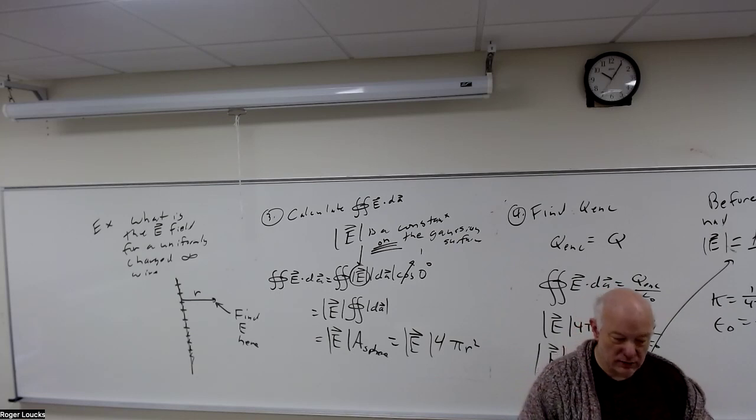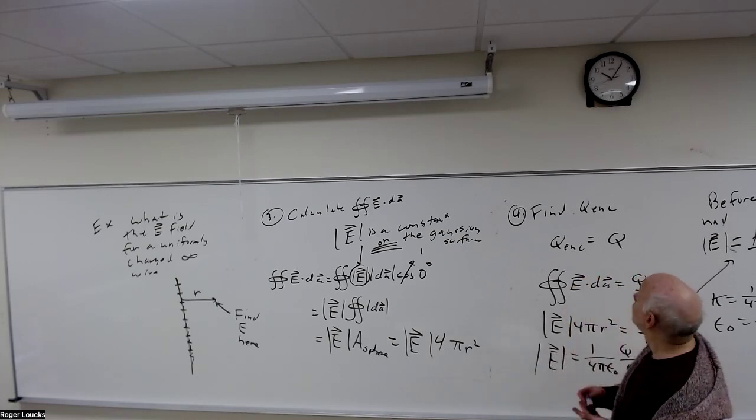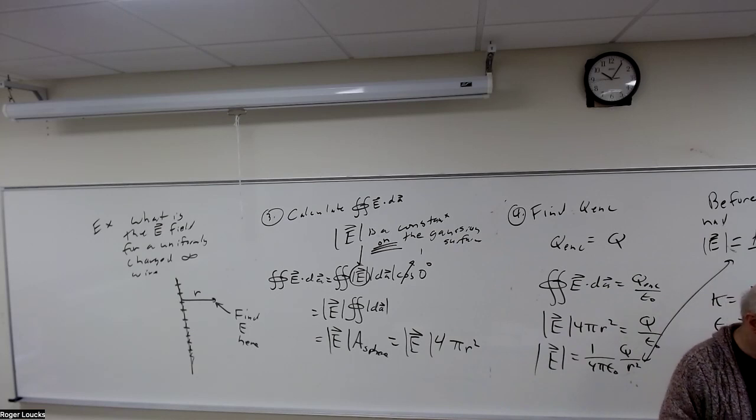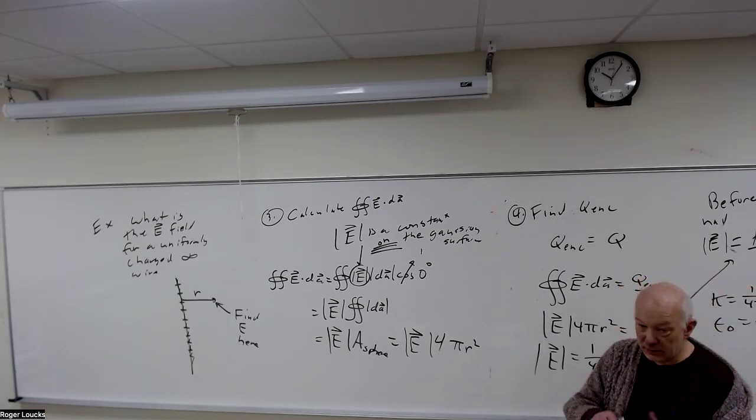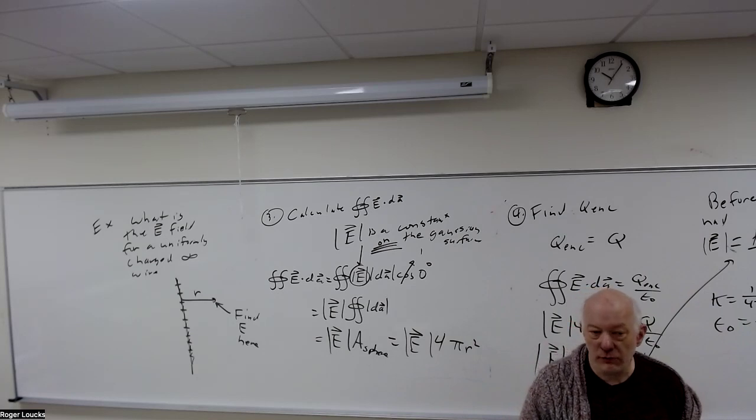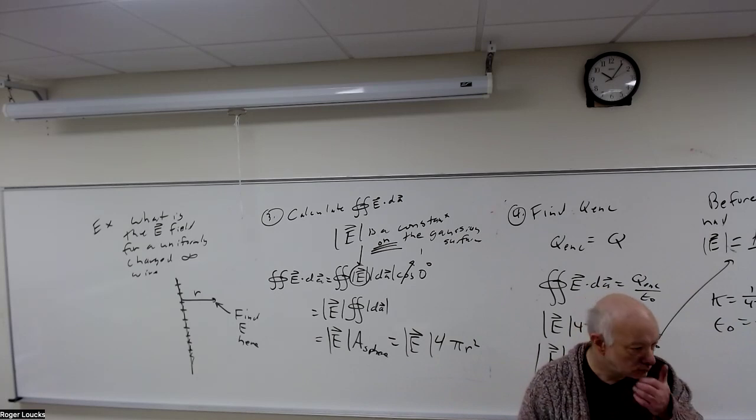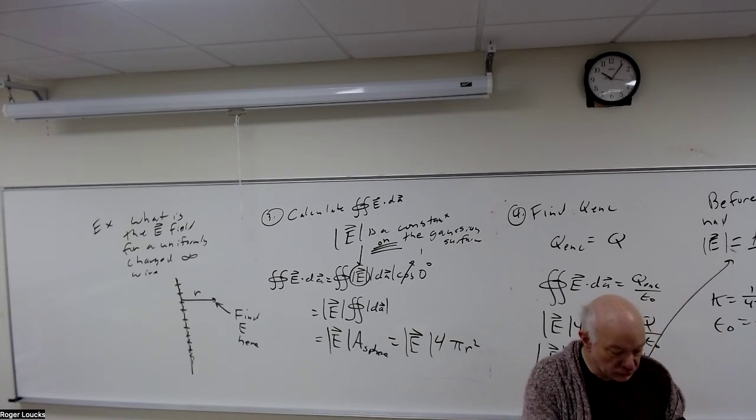Whenever you hear words like a sphere or an infinite wire, you think Gauss's law. So what are the rules for Gauss's law? What's the first thing we do? Get a Gaussian surface with the same symmetry as the problem. It has to be a closed surface. So what kind of symmetry do you have for an infinite cylinder or an infinite wire? It can't be infinite because it always has to be a finite thing, but it'd be some sort of cylinder.